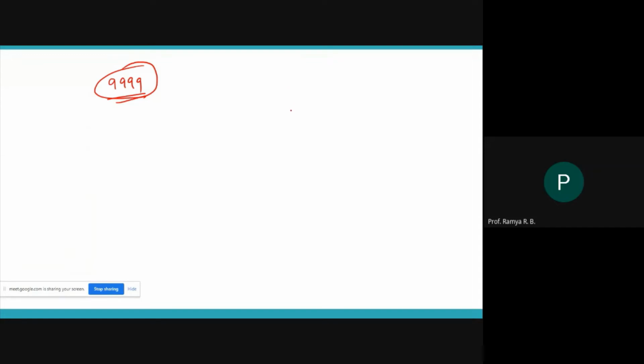What is the largest 4-digit number which you can represent using the hexadecimal number system? FFFF, right? This one. What is the decimal equivalent of this? 65535. This is the decimal equivalent of this FFFFH. So you can see the magnitude of increase.